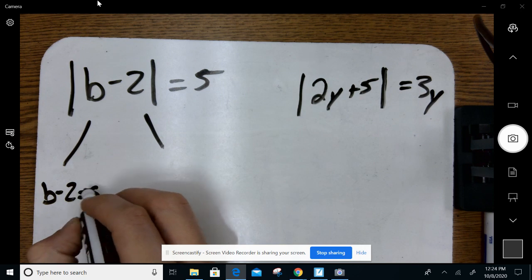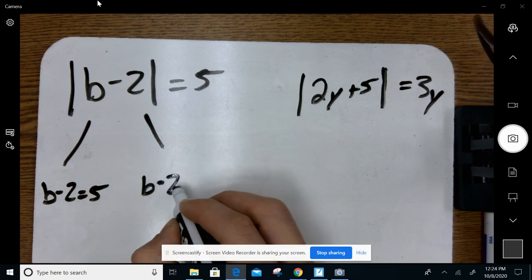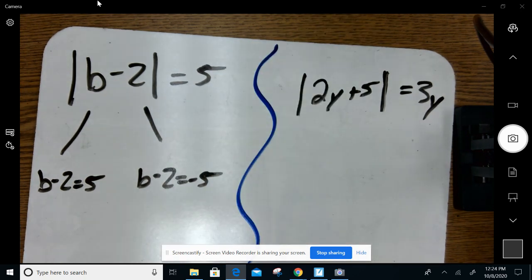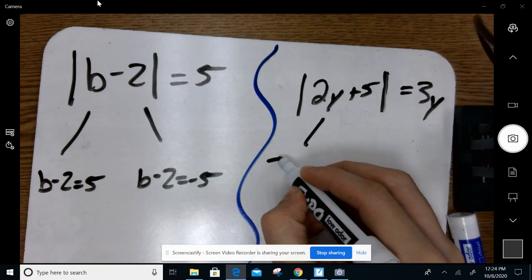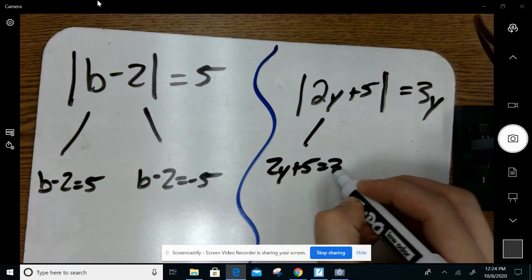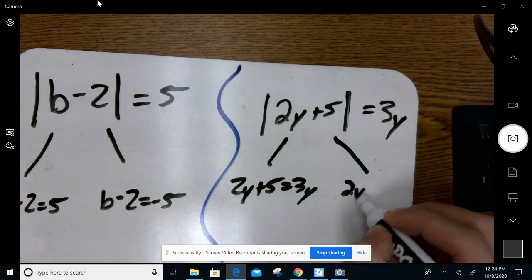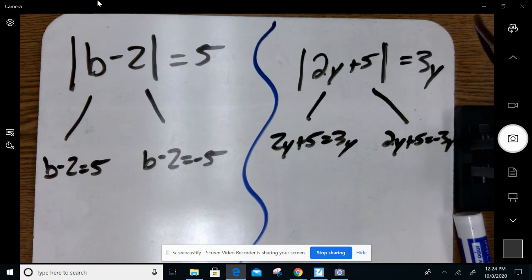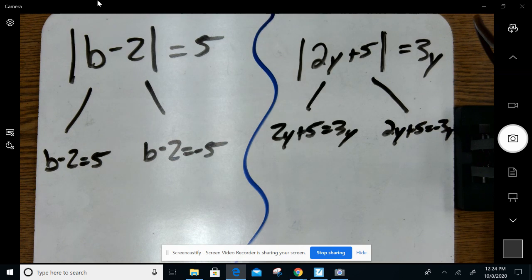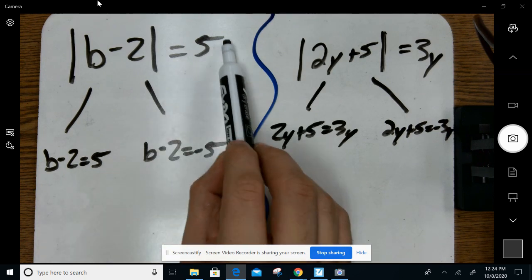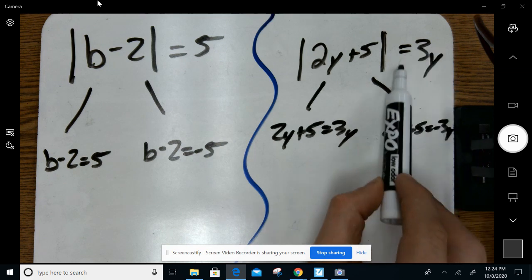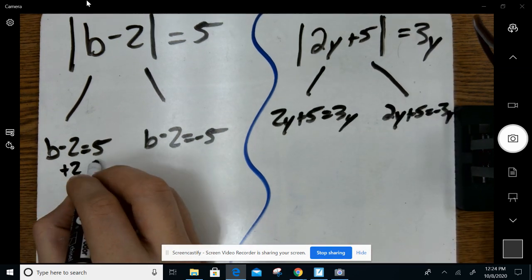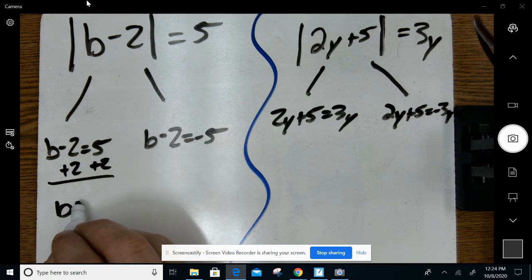B minus 2 equals positive 5. B minus 2 equals negative 5. And like I said, you're doing the same thing for both problems. This one would be 2y plus 5 equals 3y. Positive case, 2y plus 5 equals negative 3y. You're solving it the same way. But hopefully you're noticing the difference is this one has a number, this one has a number and a variable. And it's really important that you notice that because you're going to treat your extraneous solutions differently.